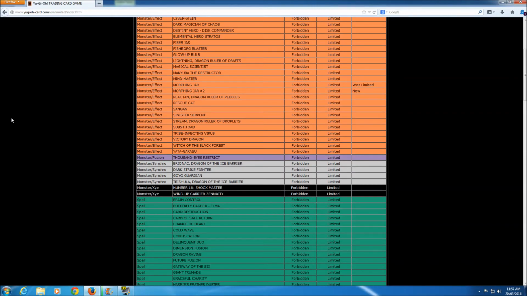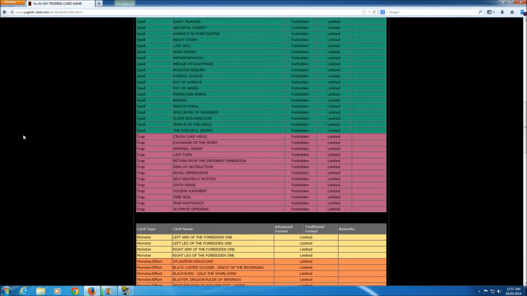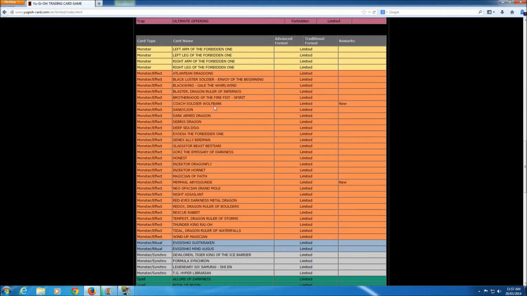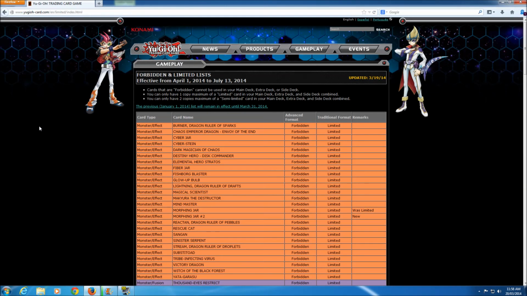So not much changes, but that'll slow Fire Fist down, and Fire Kings slow only a little bit, to be honest. Always add it back to your hand with Abyss Sturge, I suppose. But anyway, yeah, that's the ban list.